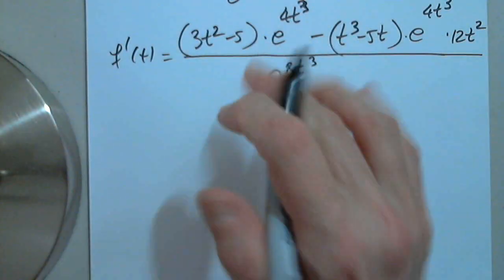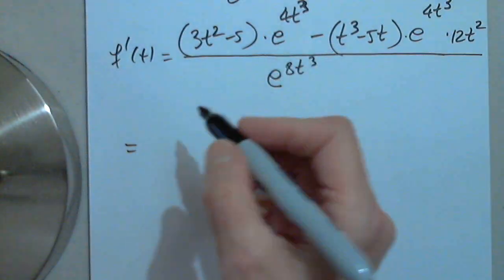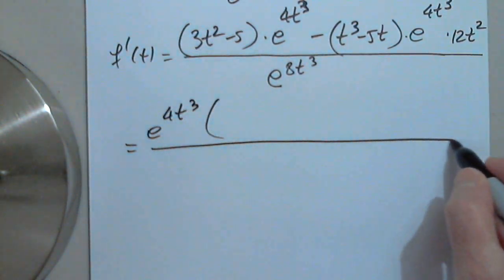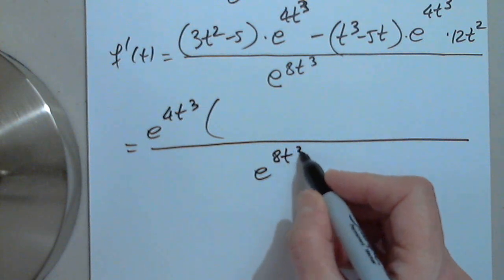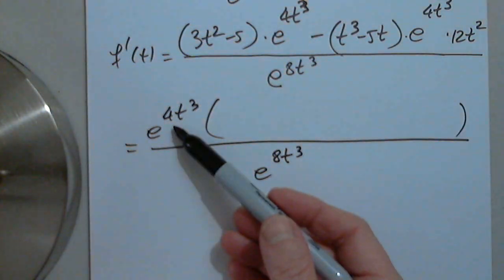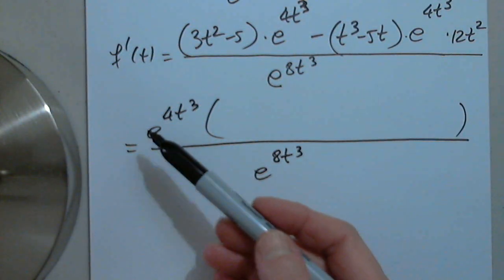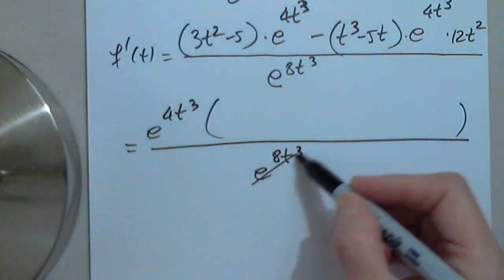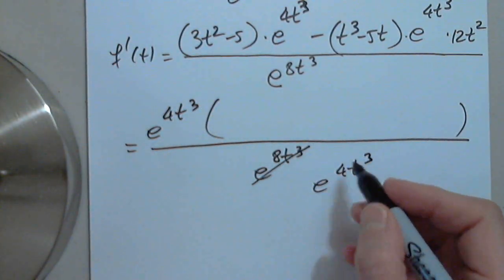I will factor out this. Obviously, it's a common factor. E to 4t to the third, e to 8t to the third. And notice that I can simplify. 8t to the third minus 4t to the third, e to 4t to the third.